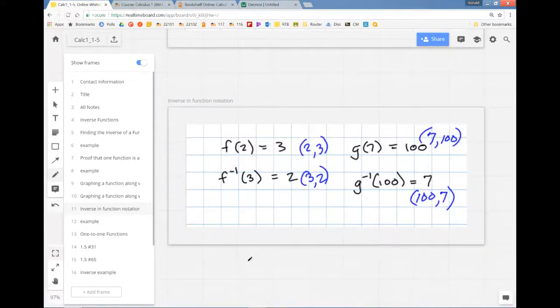When you're trying to make inverses, here is just some notation. If a function has, you plug in a 2 and out comes a 3, we say the ordered pair is 2 comma 3, and f inverse of 3 is 2. That is, the ordered pair is now literally reversed. So in an inverse, everything gets flipped around. g of 7 is 100, g inverse of 100 is 7. The ordered pairs literally get turned around backwards.